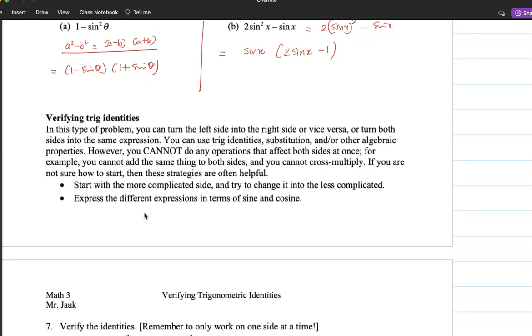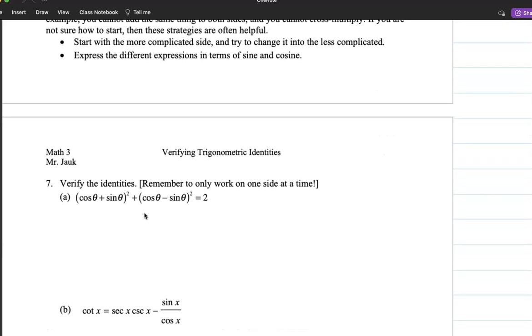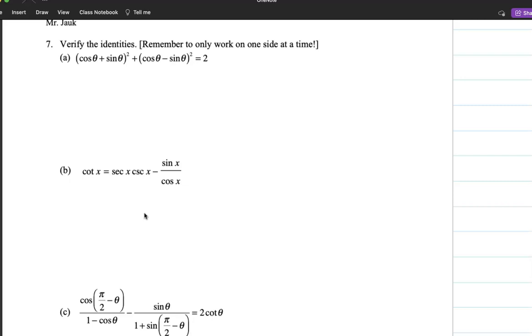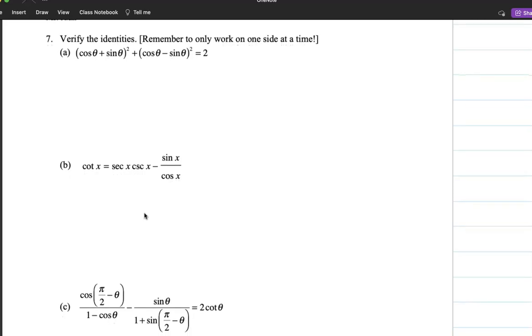Verifying trig identities. He said this will come in the summative. So these are the sums where we have to simplify. You can go from the left hand side to the right hand side. Start with the left hand side, and open the brackets.